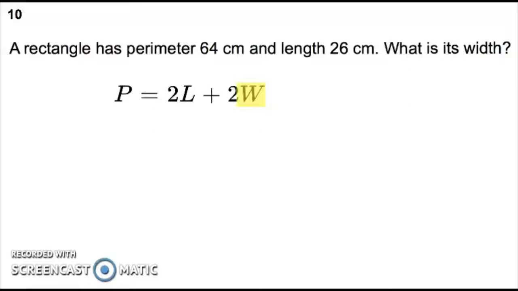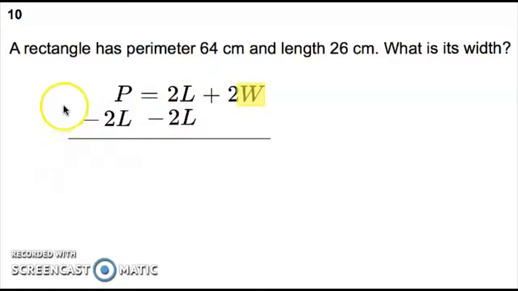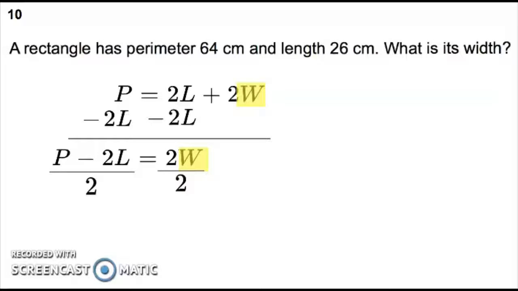So that means we're highlighting the W, and we've got to move everything else away from that. So we subtract 2L on both sides to undo this addition. So we have P minus 2L equals 2W. Again, highlight the W. We see that to get the W by itself, we need to move the 2, which is being multiplied, so undo that multiplying by dividing. So we divide both sides by 2, and it'll give us W equals P minus 2L over 2.